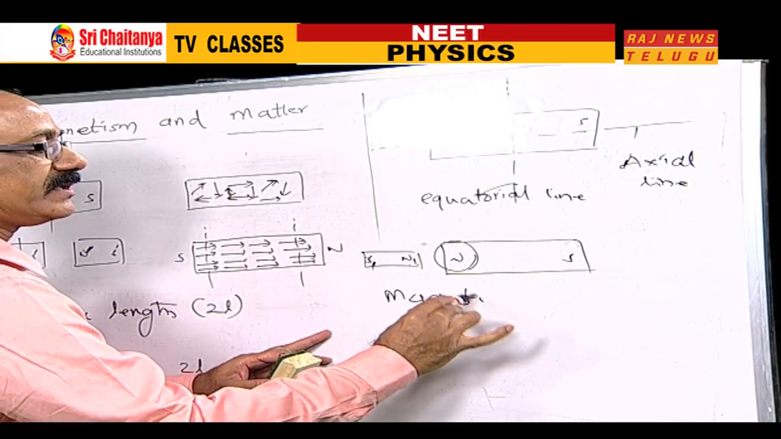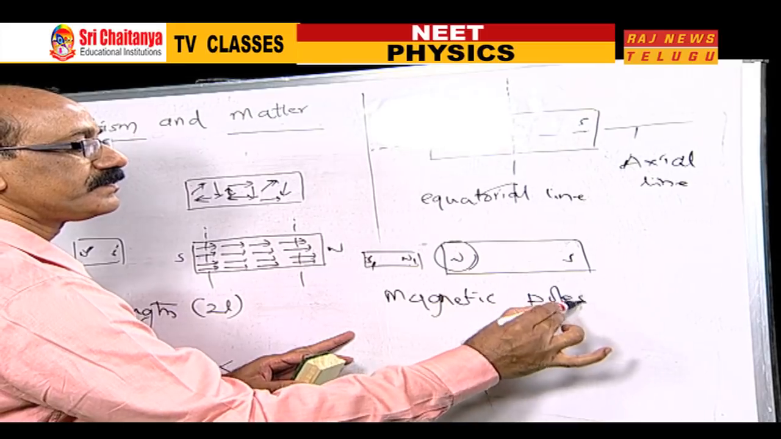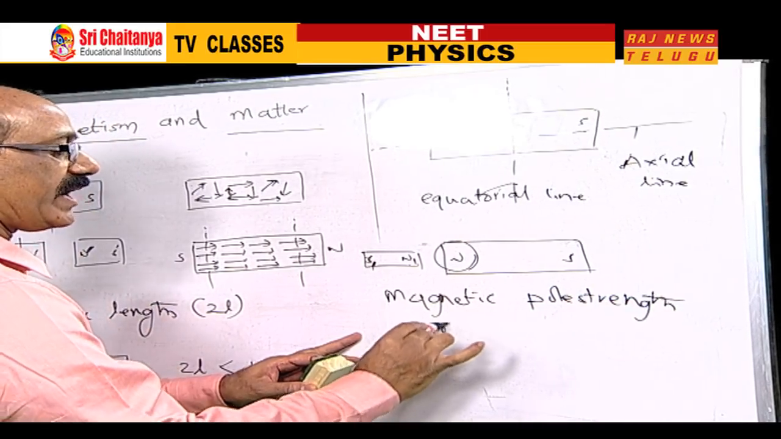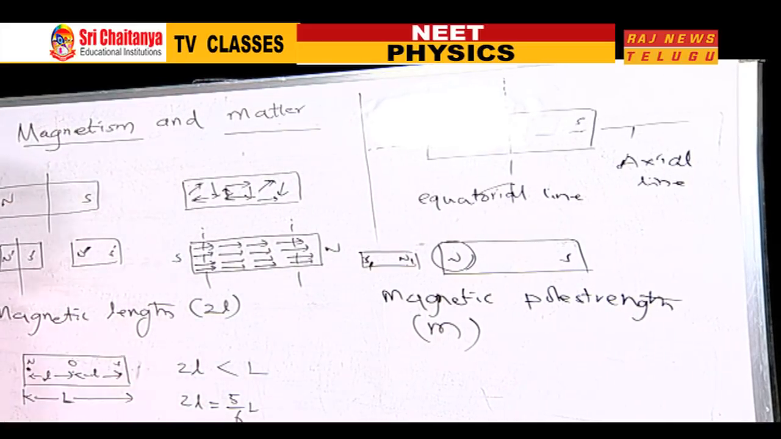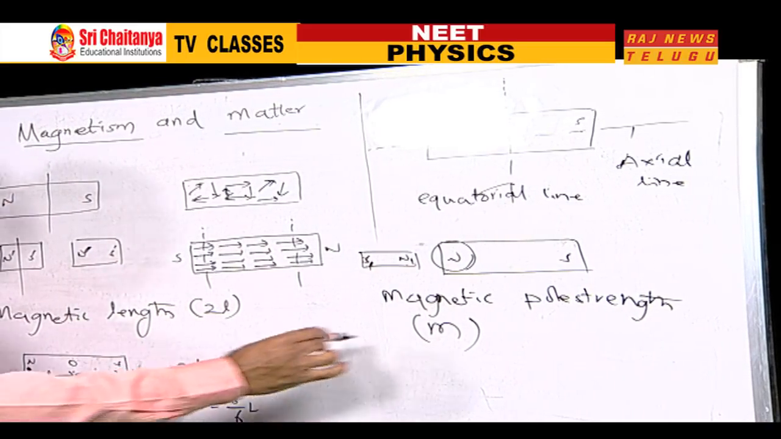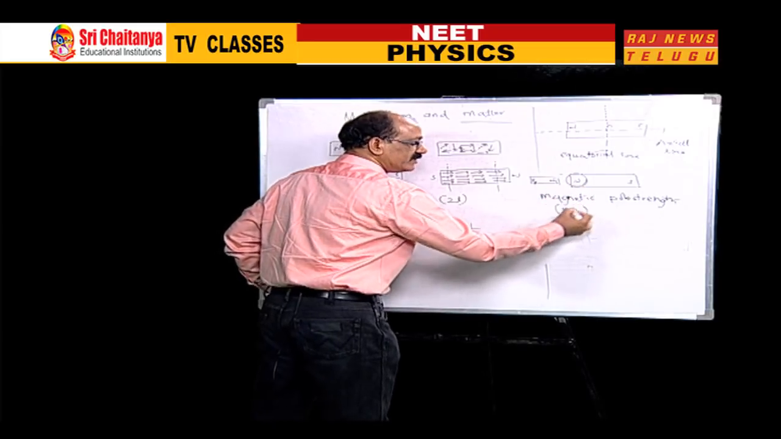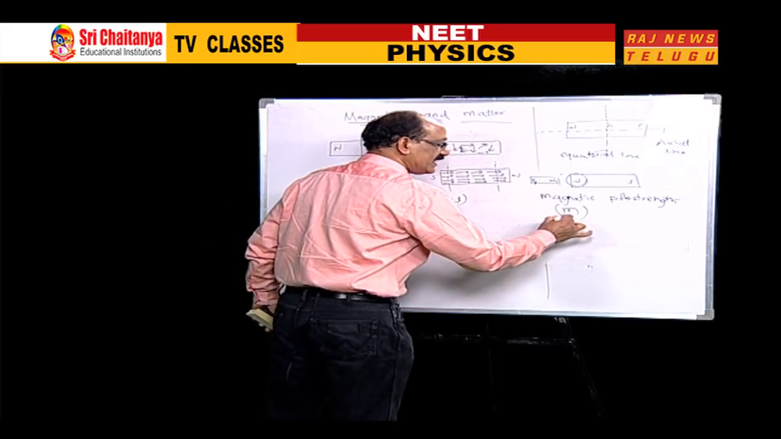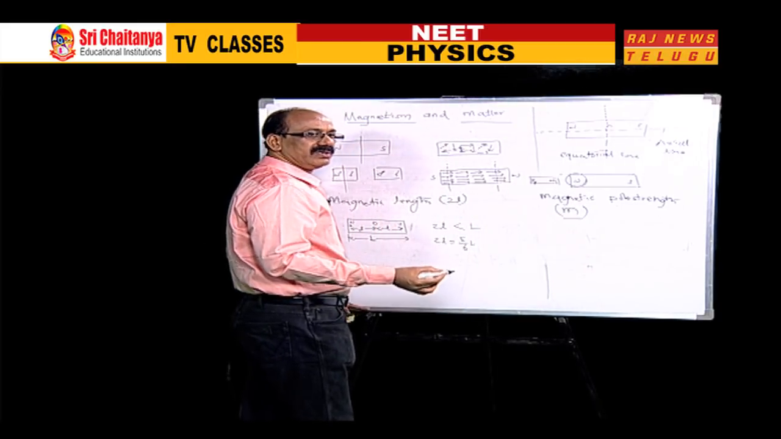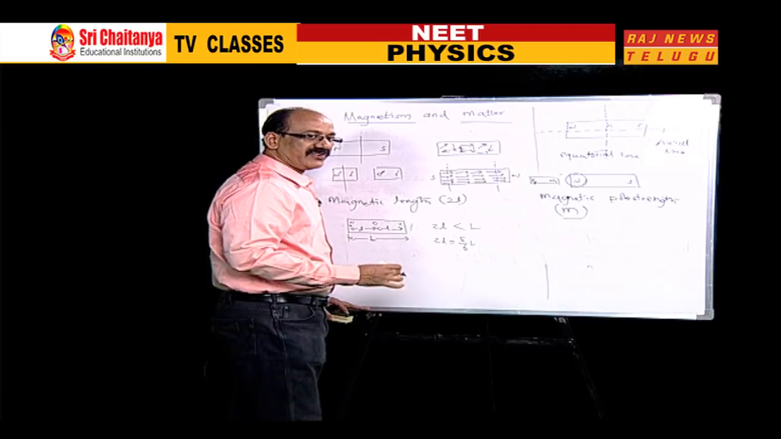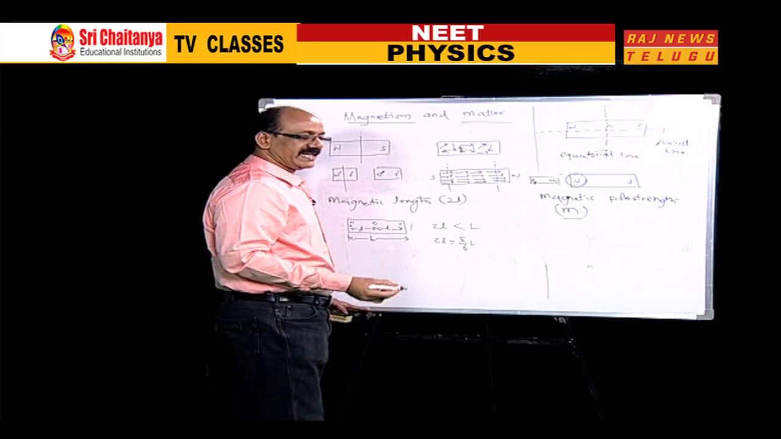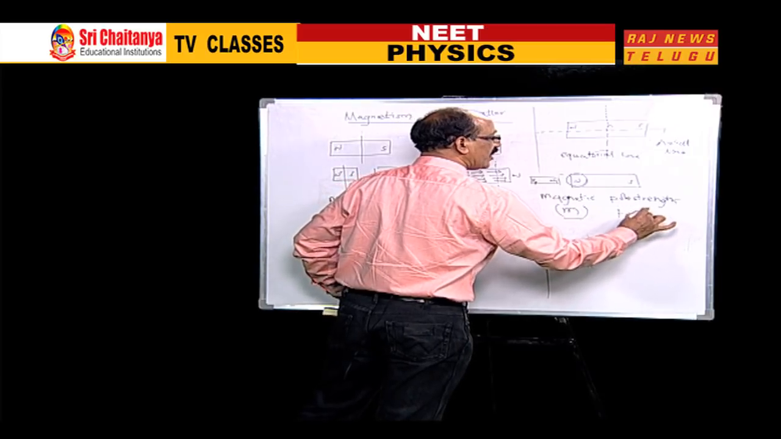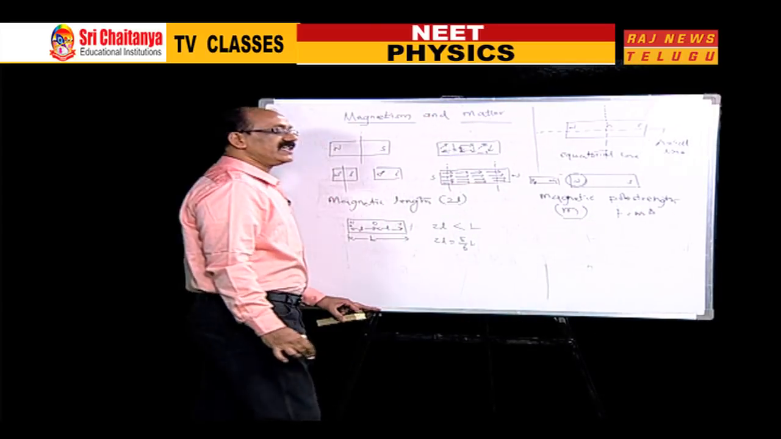Magnetic pole strength is usually denoted by a lowercase m. And for this magnetic pole strength, you can even talk about a mathematical formula: when a magnetic pole is placed in a magnetic field, what is a magnetic field? We are going to learn later. It experiences a force. That force, by formula, is F is equal to mB.